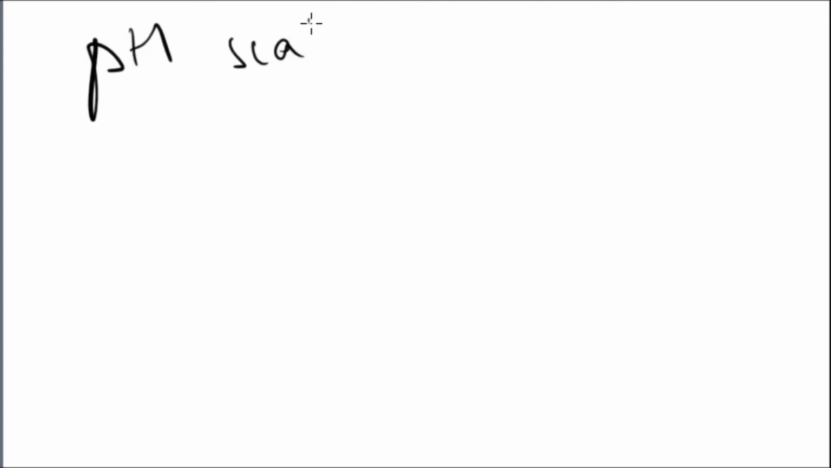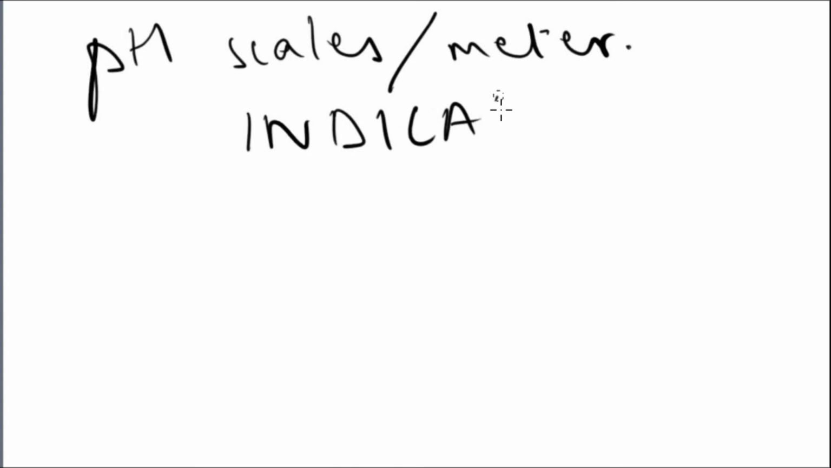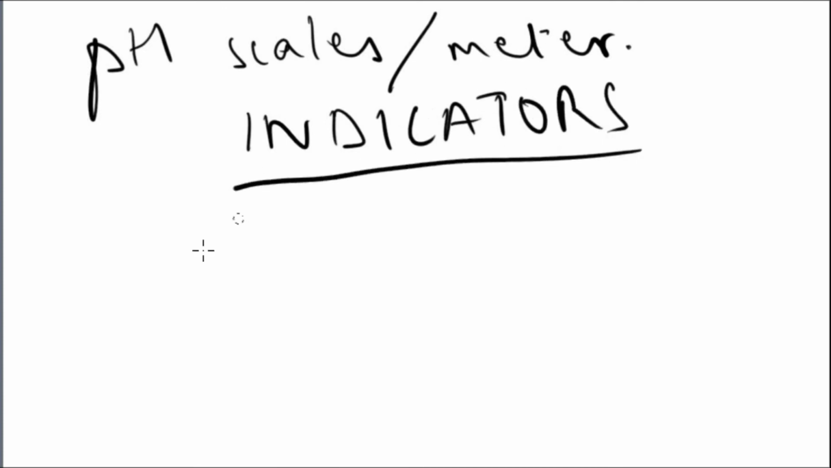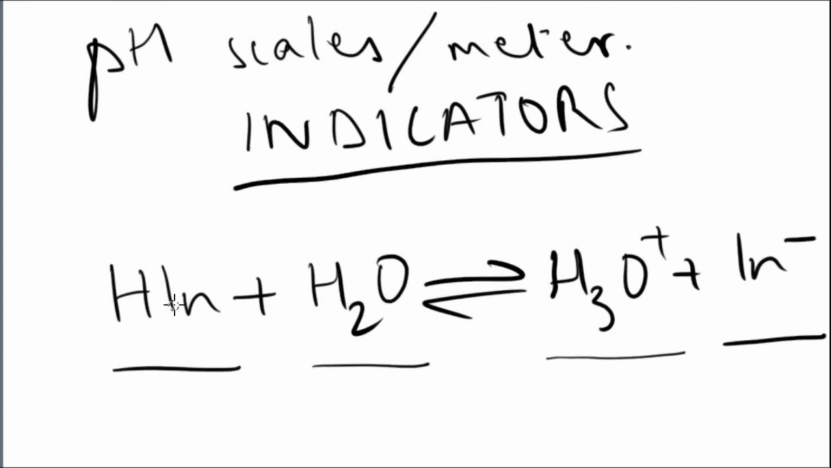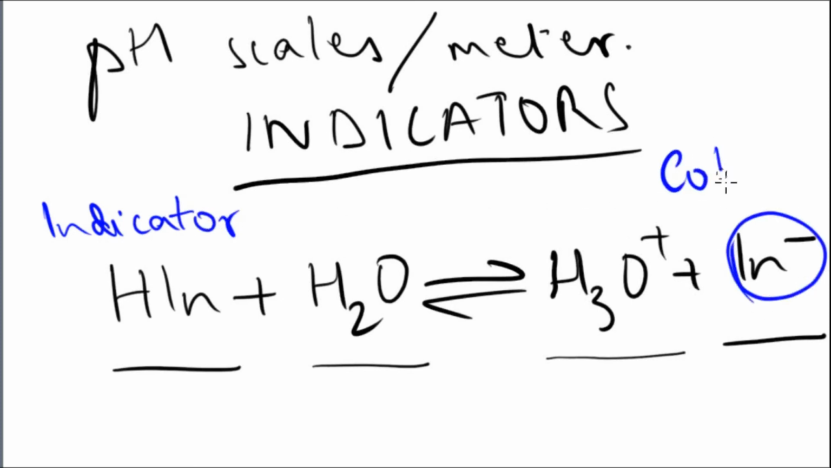In the laboratory, there are various ways to find the pH of a solution. You can use pH scales or meters. The most commonly used one is indicators in the laboratories. So you know about litmus paper and phenolphthalein from my previous videos, but I want to show you the reaction that happens. So we have the reaction HIn plus water, which is ionization. The indicator becomes the base. Now, this conjugate base is what gives the change in the color of the solution.